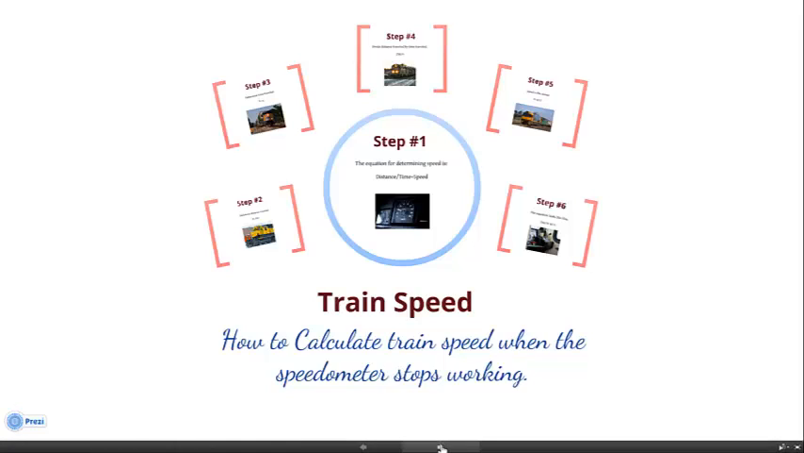Hi, I'm Heidi Smith, and this presentation is designed to help railroad engineers determine their speed in the event their speedometer stops working properly. Step 1.